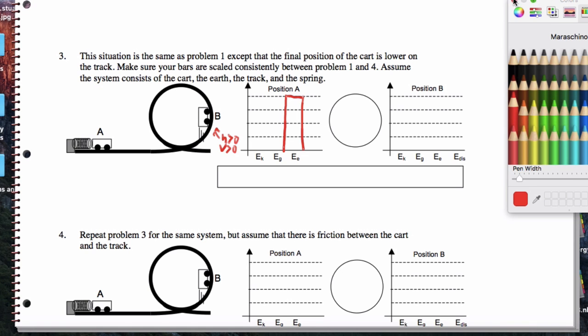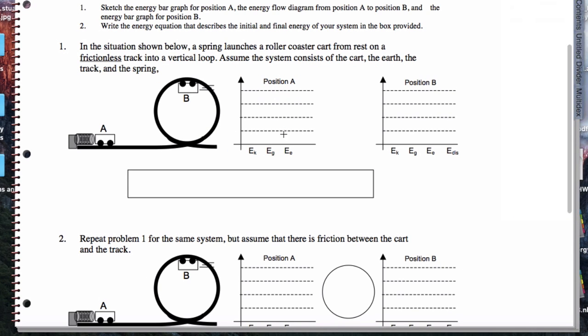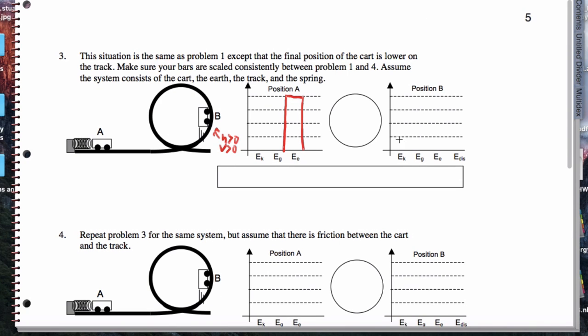Now, one thing I want to note is compared to problem 1, where we concluded in class that we have elastic energy that becomes kinetic and, excuse me, potential. We have a huge block of potential energy here because it's very high up. Here, the height's not as much, so what that means is that we have maybe 2 bars of gravity energy and 2 bars of kinetic, so it's going a little faster down here.